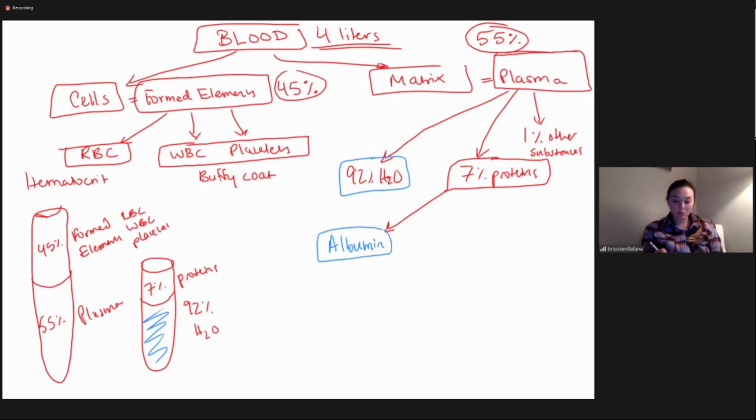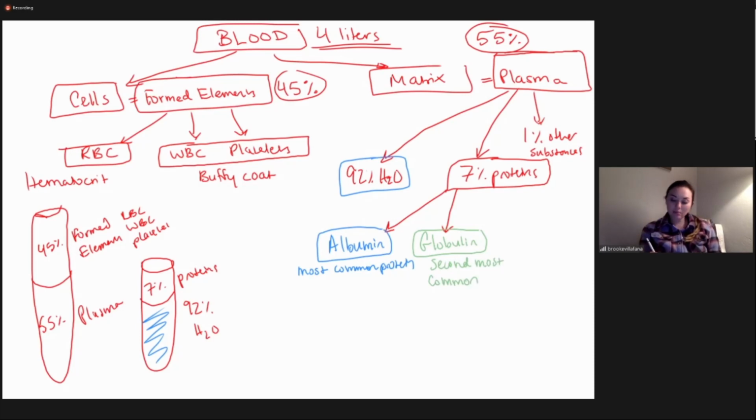Albumin is definitely the most important. It is the most common protein in the blood. We look at that in a lot of our patients. We look at their albumin levels. Somebody has low albumin, they maybe are not eating enough protein, maybe they're in liver failure. So that's definitely something you want to remember from this class, is that albumin is the most common protein.